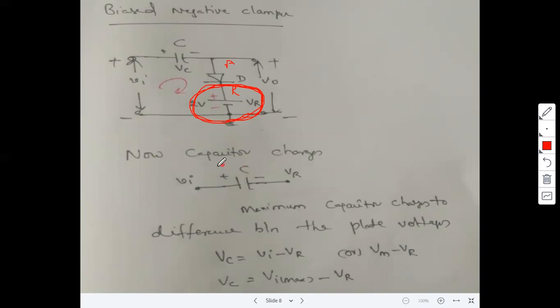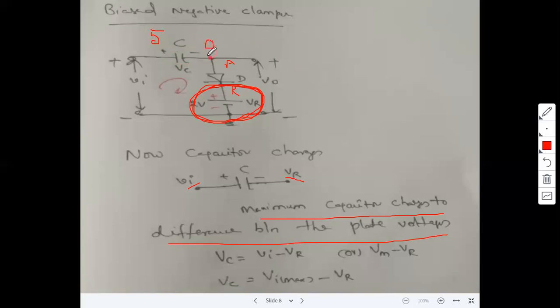Now the capacitor, observe here. The left side terminal is the input Vi. The right side terminal, if the diode is on, is connected to Vr. Now the maximum the capacitor charges to is the difference between the plates. Remember, in the previous case, without reference voltage, the normal negative clamper, the capacitor charges to the maximum voltage. Why is it maximum here? On the left side it is 5 volts, on the right side in the previous circuit it is 0. So the maximum is 5 minus 0, 5.